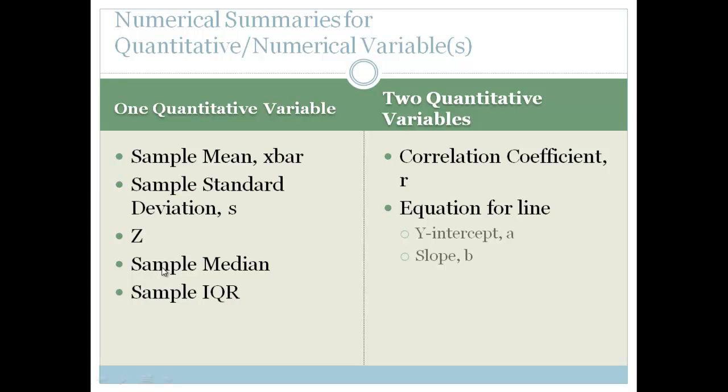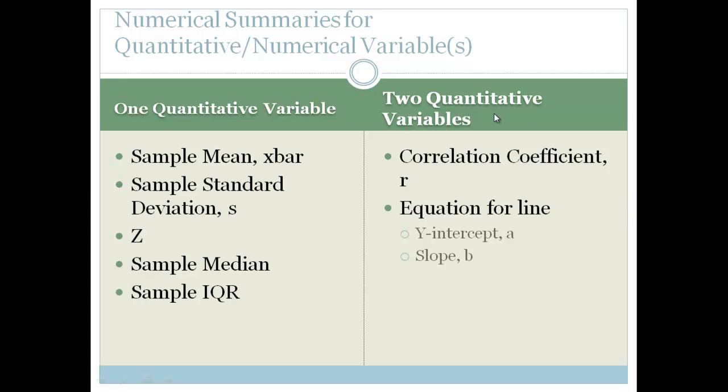I'll move down here to median and IQR. The IQR is just the difference between, in an ordered array, the 25th and 75th percentile. You'll see that in another video. The median is the middle value. The IQR would be a measure of spread, the width of the box on a box plot.